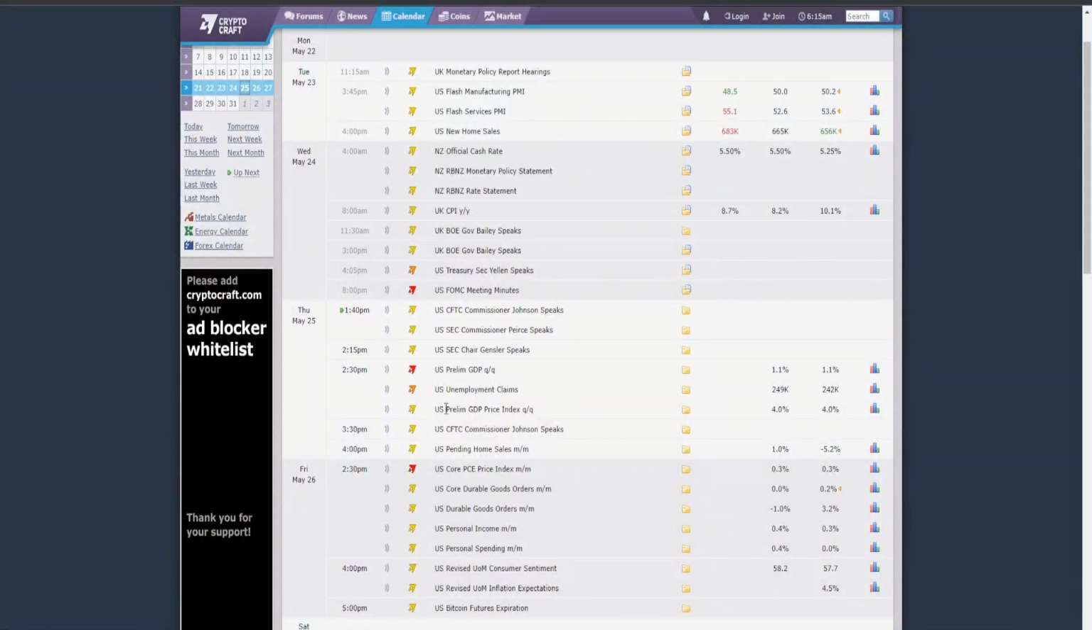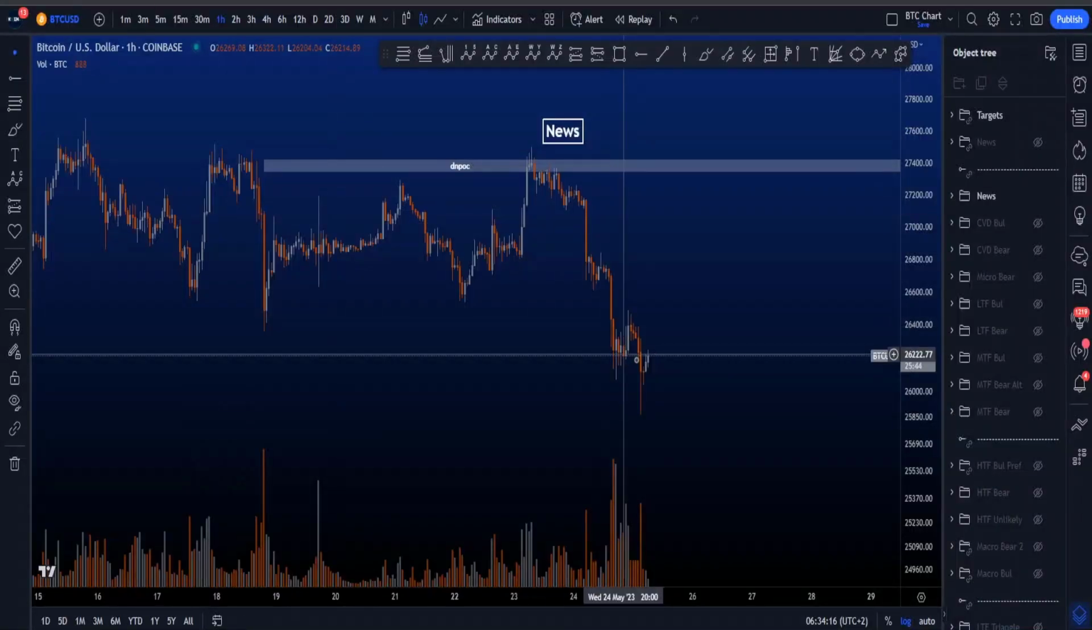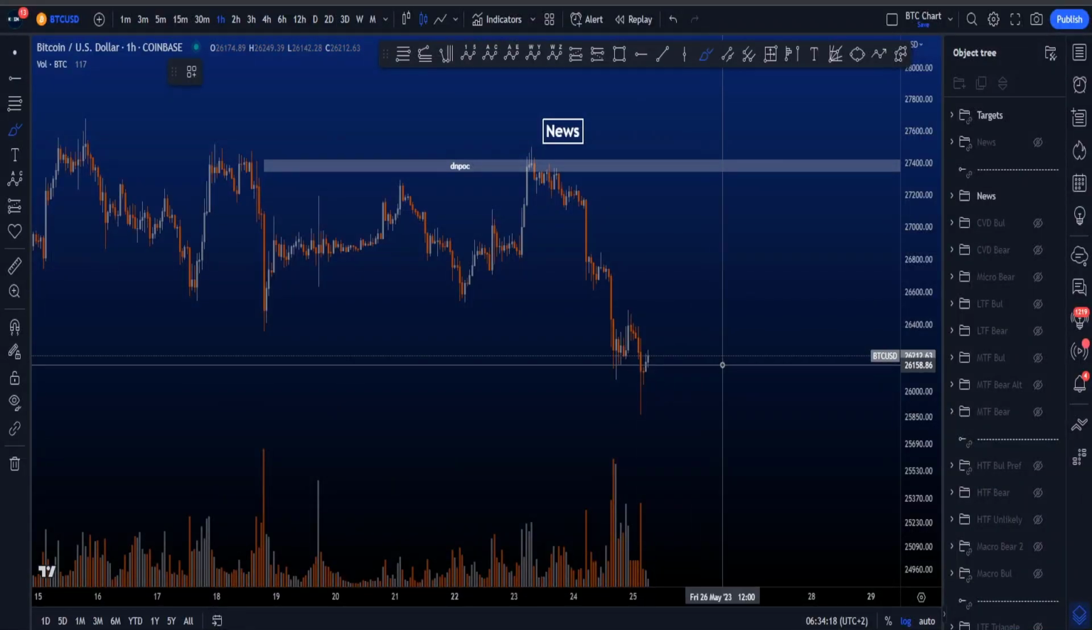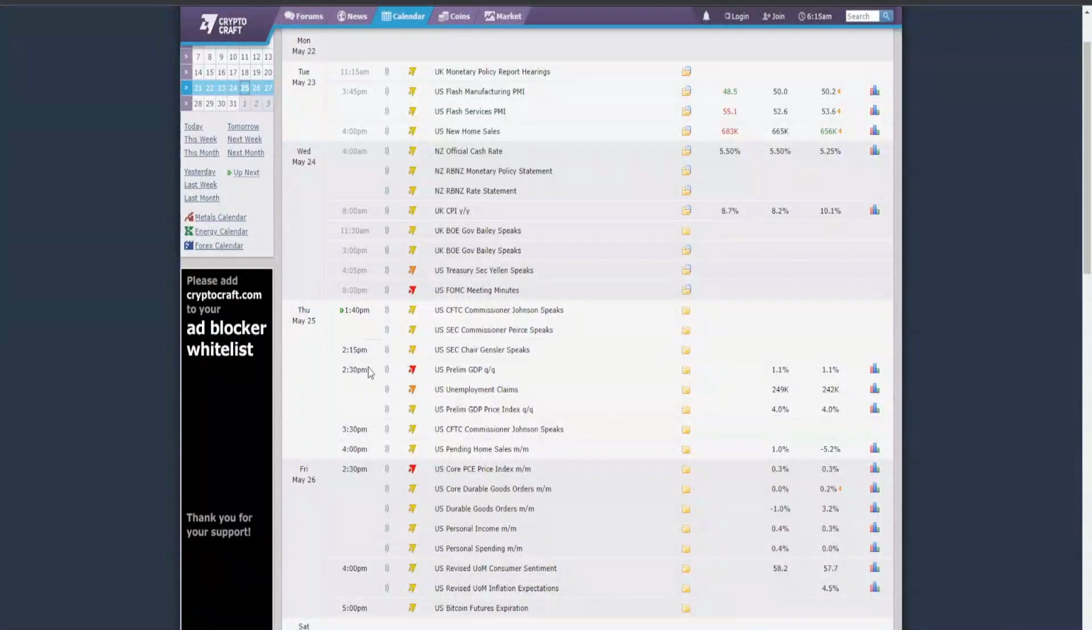Now, we do have important news today at 2:30 p.m. Central East European time. Make sure to check your time zone. We have high impact, as you can see by the red arrow over here, high impact news, which can create volatility on the chart. So make sure you trade safe around 2:30 p.m.